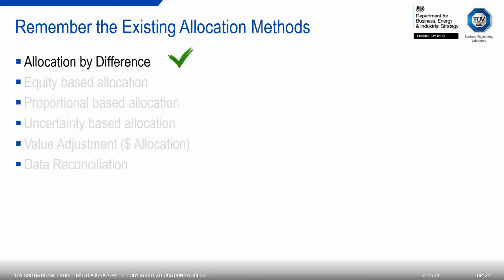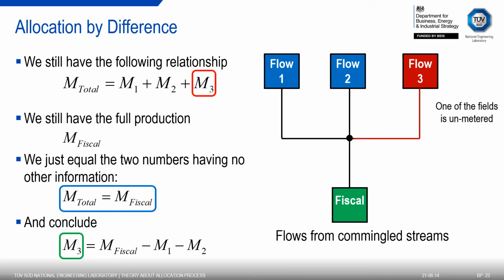Let's start with a simple one, allocation by difference. Allocation by difference, this is probably one of the worst that you can imagine. What's happening here, if you start on the right side of my slide, you can see a platform 1, 2, and 3, and the 3 is in red. And you have the fiscal measurement, so a commingle of 3 production to a fiscal point, and there is no measurement in this case on this unit number 3. However, you know that the total production should be the production of each of them. On the other side, you know the production from the fiscal point, and you should match both of them.